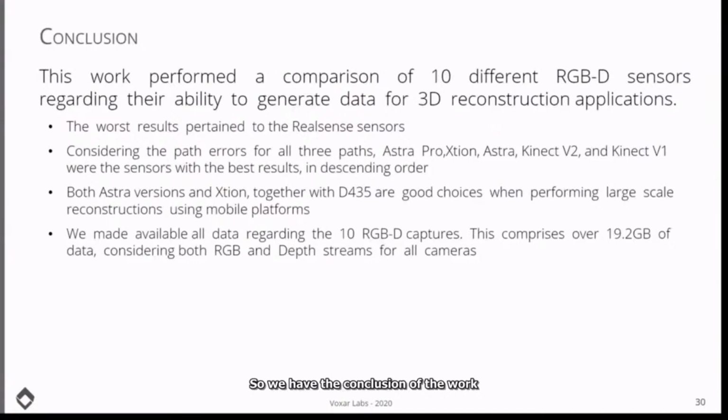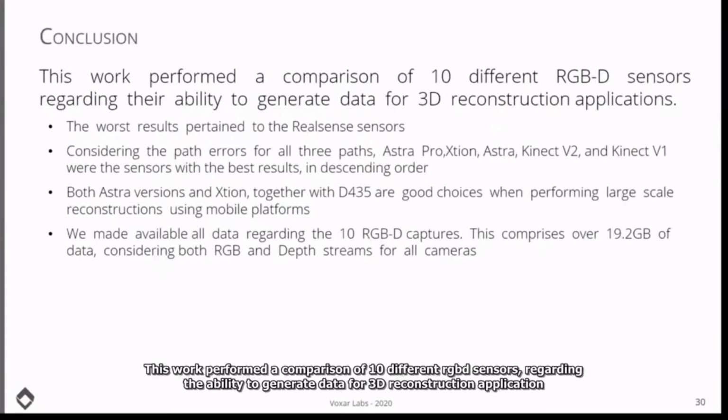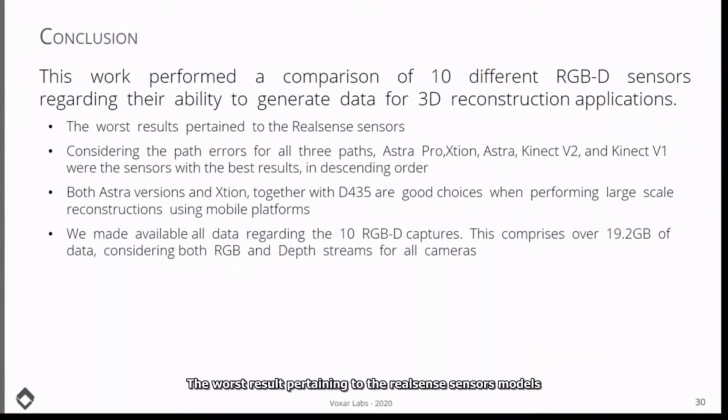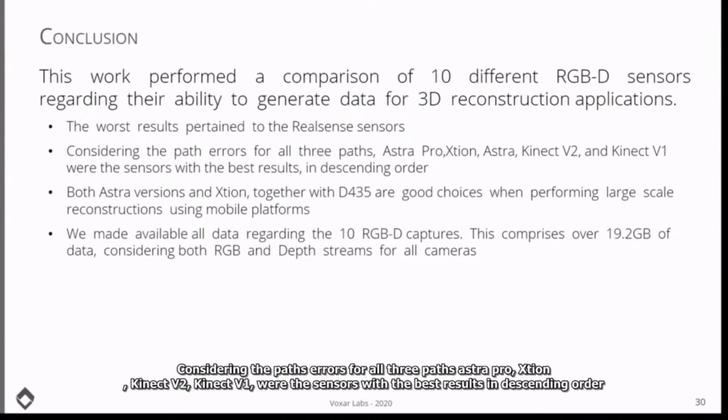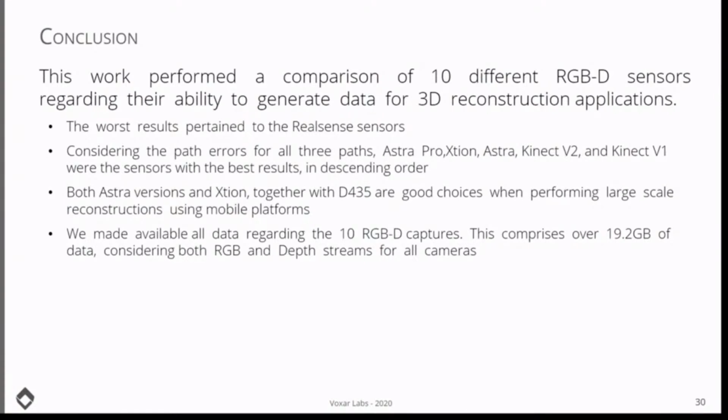So we have the conclusion of the work. This work performed a comparison of 10 RGBD sensors regarding the ability to generate data for 3D reconstruction applications. The worst results pertained to the RealSense models. Considering the path error for all 3 paths, Astra Pro, Action, Kinect V2, and Kinect V1 were the sensors with the best results, in descending order.